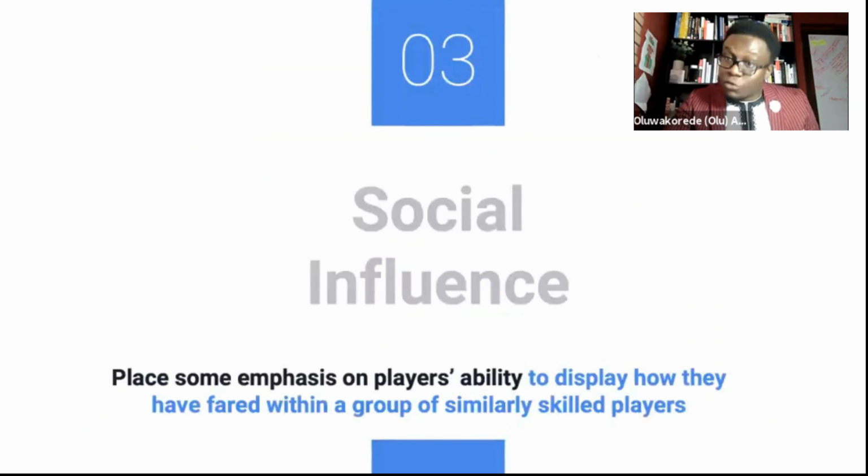There should be some element of social influence. You need to place some emphasis on the player's ability to display how they are feared within a group of similarly skilled players. This speaks directly to the leaderboard and how you engineer it, and also to the badges and to the points. So your points, your badges, and the leaderboard must be such that your players can show them off. For those who really are doing this for bragging rights, there is something to show others. Also, leaderboards and badges serve to incentivize other players who haven't earned them.